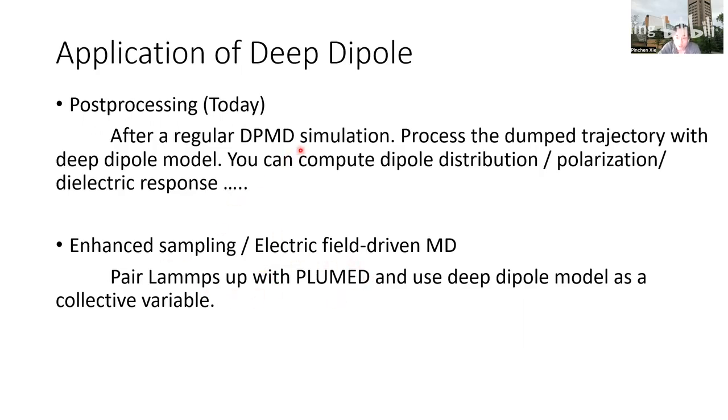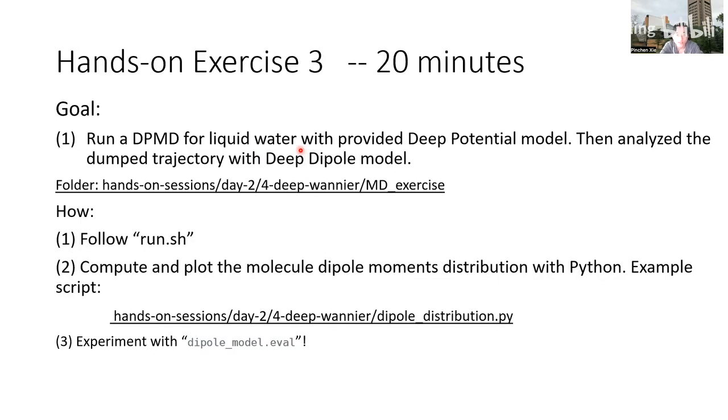For the time remaining, you will only do an exercise on post-processing the MD trajectory. The post-processing exercise needs you to run a molecular dynamics simulation first with only the deep potential model. Then you can execute the Python code I put there for visualizing the dipole distribution of the water trajectory you generated with DPMD. Okay, good luck. Let's get back to the breakout rooms and use the remaining time to finish these two exercises.